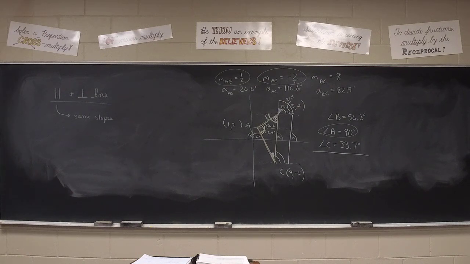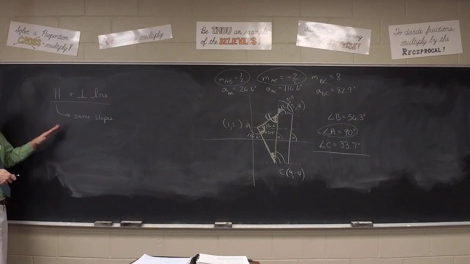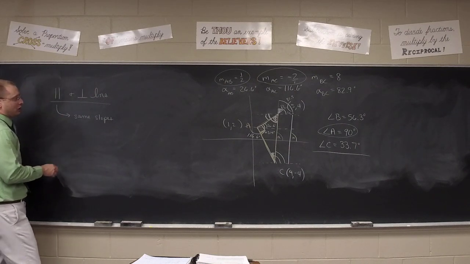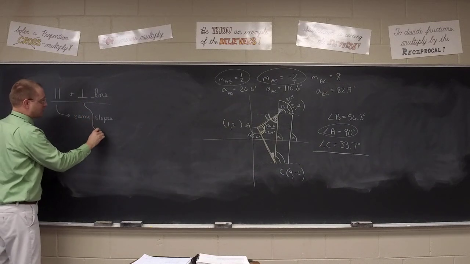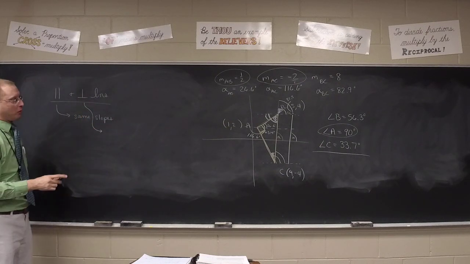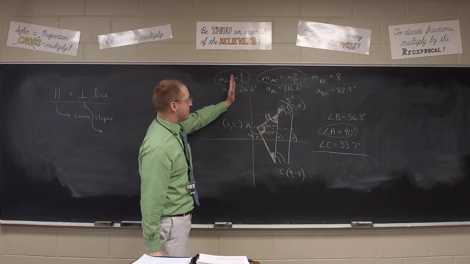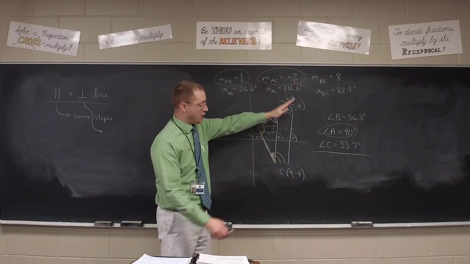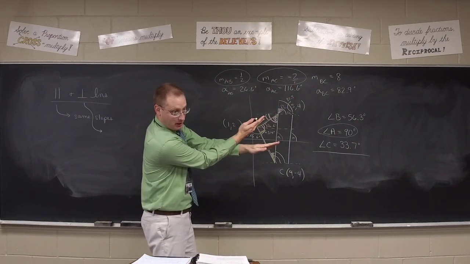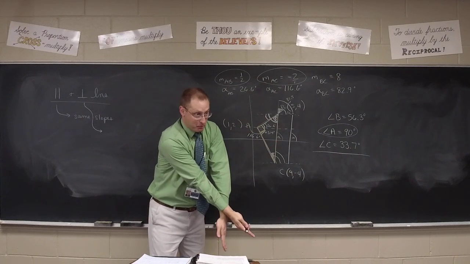Again, yes, they never intersect. Yes, they're everywhere the same distance apart. But for our purposes, what we're going to remember about parallel lines in this class is they have the same slope. For perpendicular lines, notice they have exact opposite slopes. One slope would have to be positive, the other slope would have to be negative. Two positive slopes can't be perpendicular. Two negative slopes can't be perpendicular.